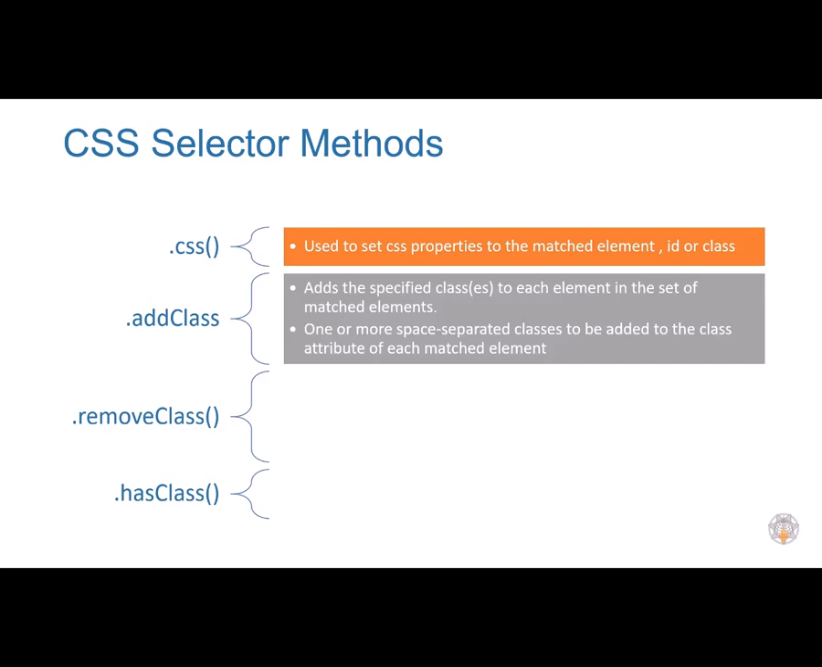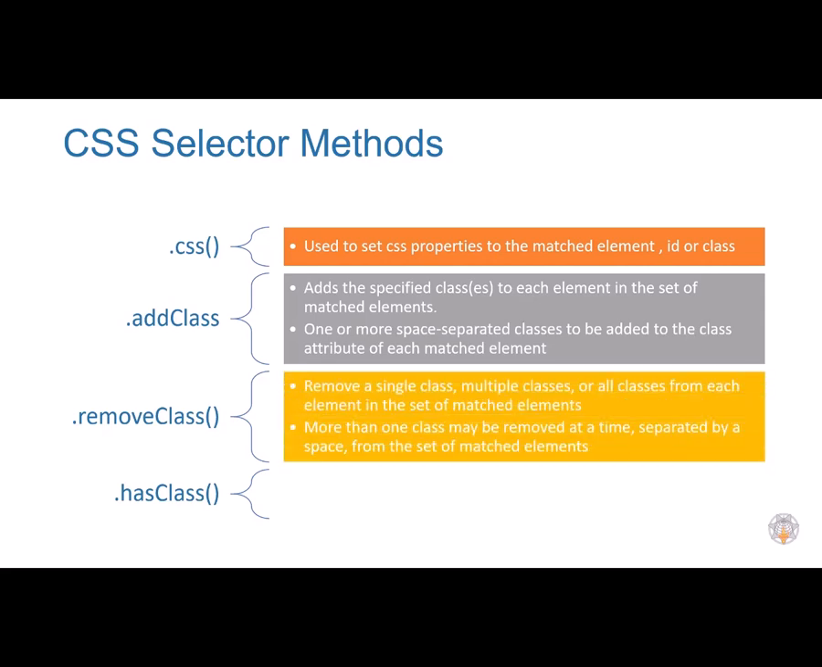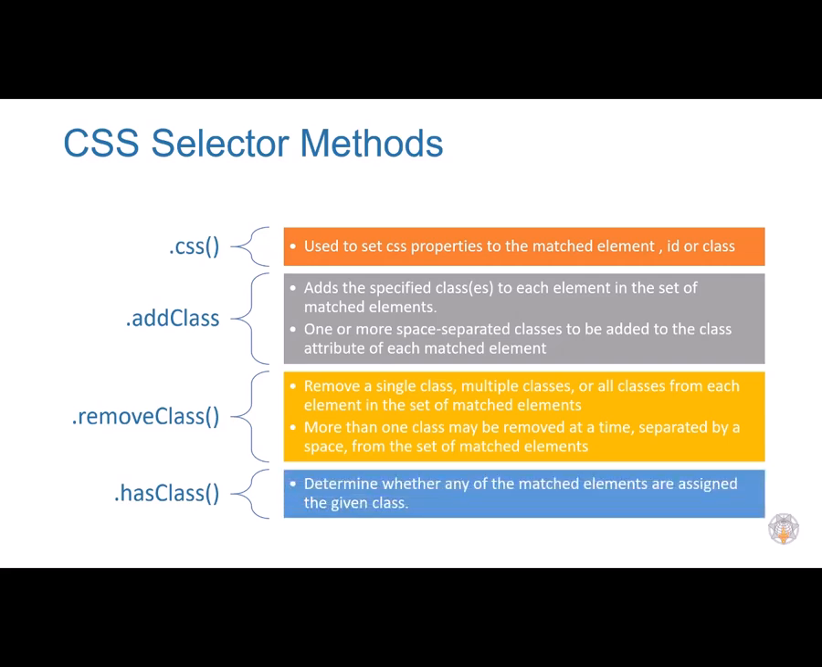The addClass method adds the specified classes to each element in the set of matched elements. One or more space-separated classes are added to the class attribute of each matched element. The removeClass method removes a single class, multiple classes, or all the classes from each element in the set of matched elements. More than one class may be removed at a time, separated by a space. The hasClass method determines whether any of the matched elements are assigned the given class.